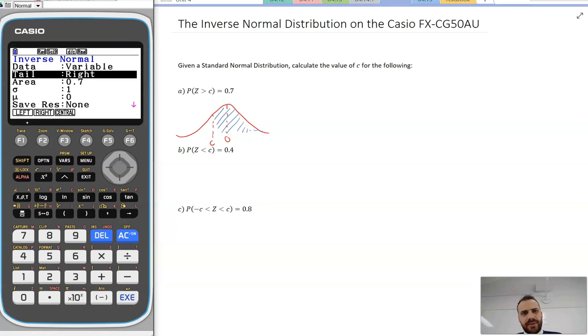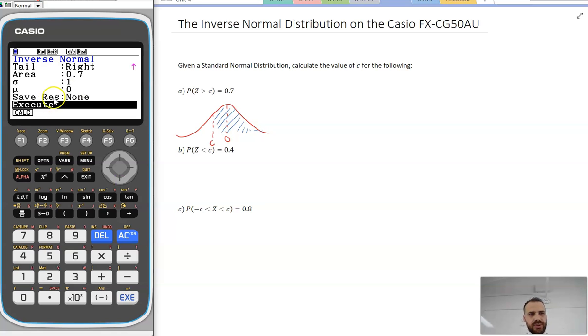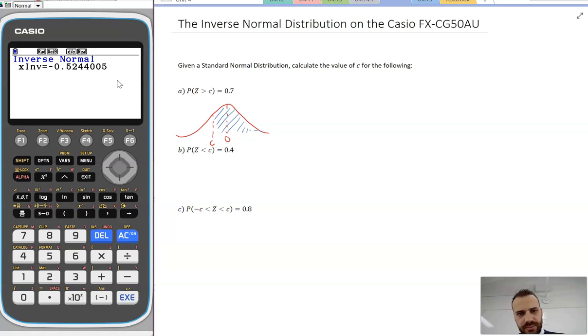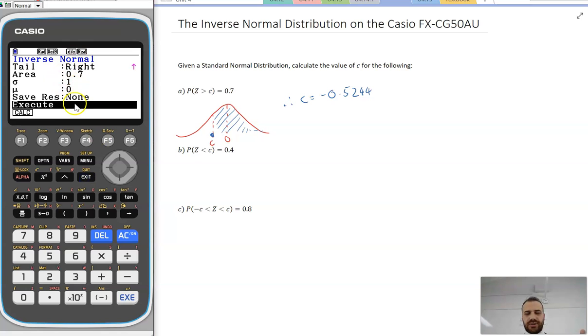In this question, we've got a right tail, because you can see it starts here and it heads off to the right. So right tail, the area 0.7, and then it's a standard normal distribution, so 1 and 0 for the standard deviation and the mean. We just execute that. I get an answer of negative 0.52, and that number here is negative 0.52. Therefore, C equals negative 0.5244. And again, you should write in whatever you typed into your calculator there. I'll just copy and paste it. All right, so that's that question.